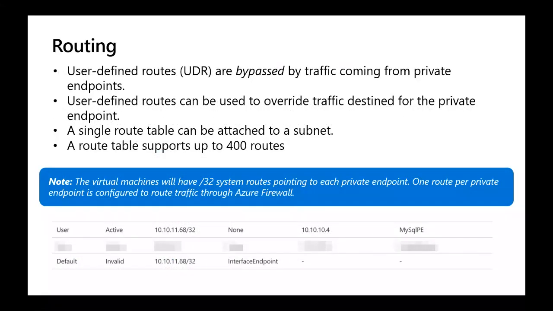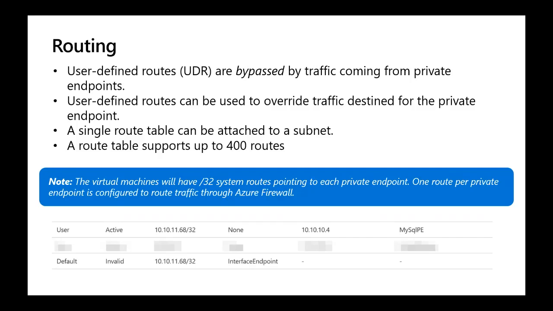In terms of routing, what is there to note is that user-defined routes do not affect traffic coming from private endpoints. So traffic coming from the private endpoints is going to be bypassed. The second thing is that, like I mentioned, the private endpoints will automatically get a /32 default route for each private endpoint that will be propagated to each VNet or peered VNets.